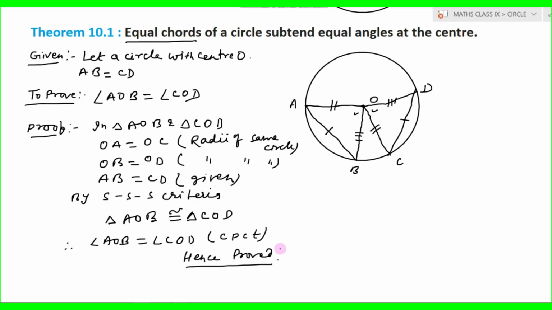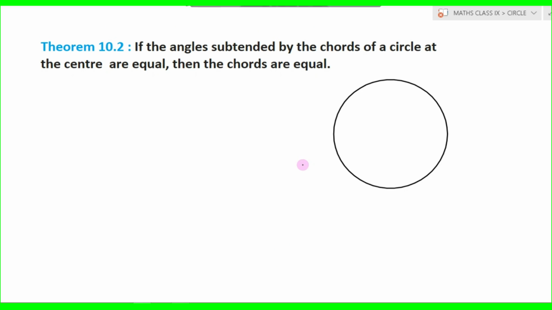Okay, so I hope you understood well. Here in the proof of the theorems, we have the second theorem to prove. The angles subtended by the chords of a circle at the center are equal, then chords are equal. So what is given here? Let the circle with center O. First step, your given part is let a circle with center O.